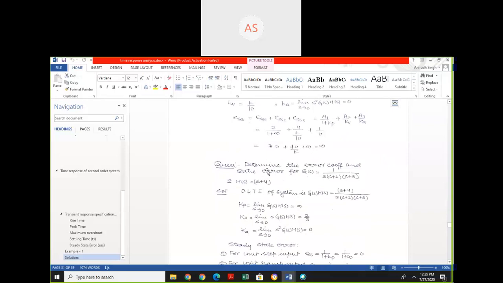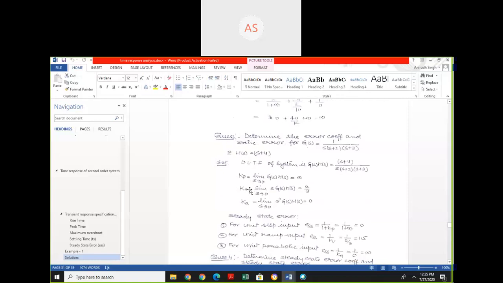In the next question, determine the steady state coefficients and static error for GSHS, where GS is equal to this, and HS is given by this. The open loop transfer function GSHS is given by this. So calculate the value of Kp. S is 0, it means that the value of Kp is infinite.